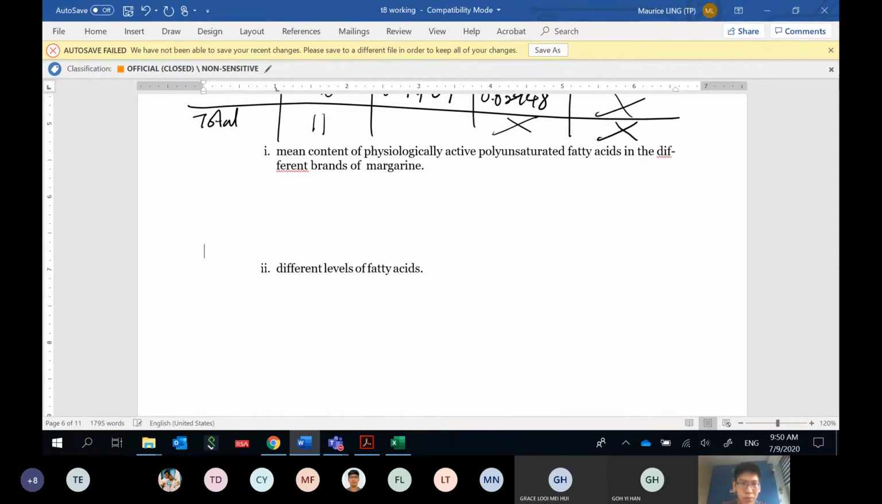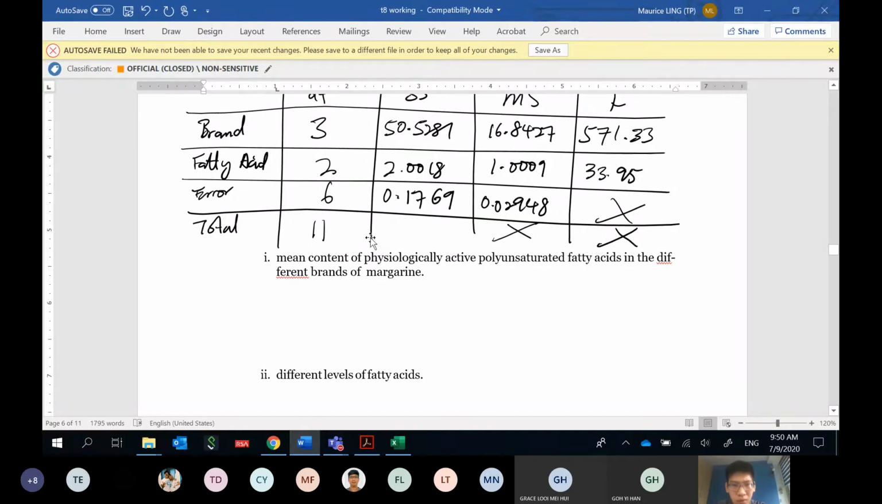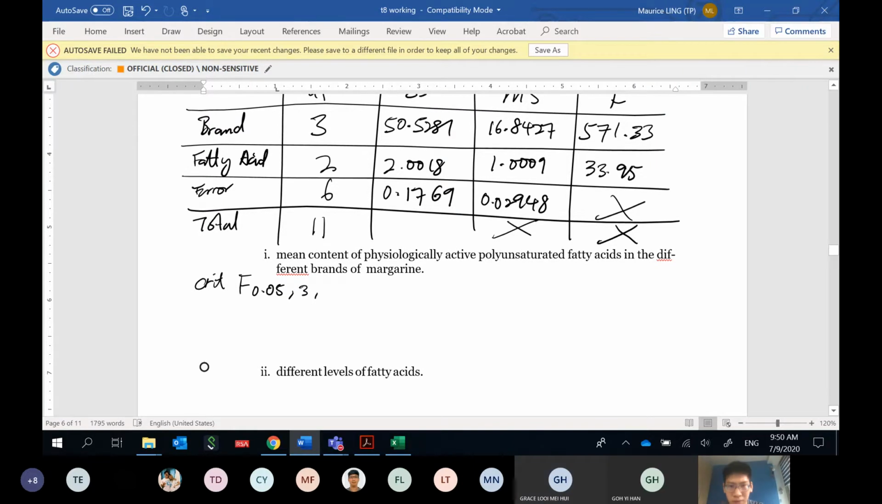You have to calculate for each one. Now, is the mean content of unsaturated fat different across different margarine brands? The null hypothesis is that the amount of polyunsaturated fatty acid is the same for all margarine. So what is your critical value here? Your alpha is 0.05. What is your first degrees of freedom for this one? 3, correct. Second degrees of freedom? 6. Yes, it's always the treatment and the error. You don't use the total. Correct.